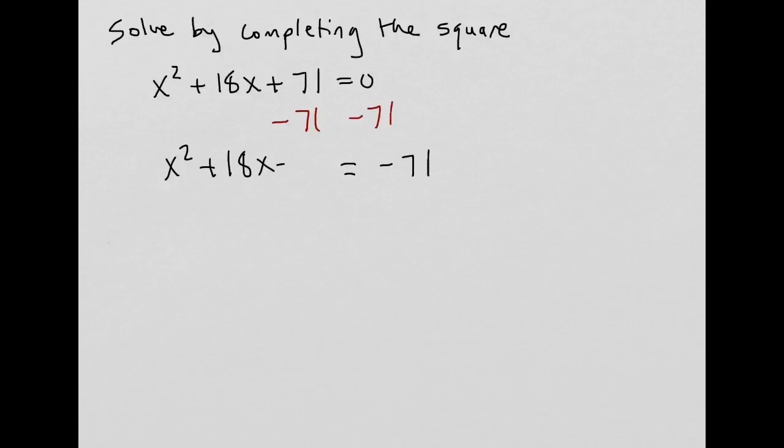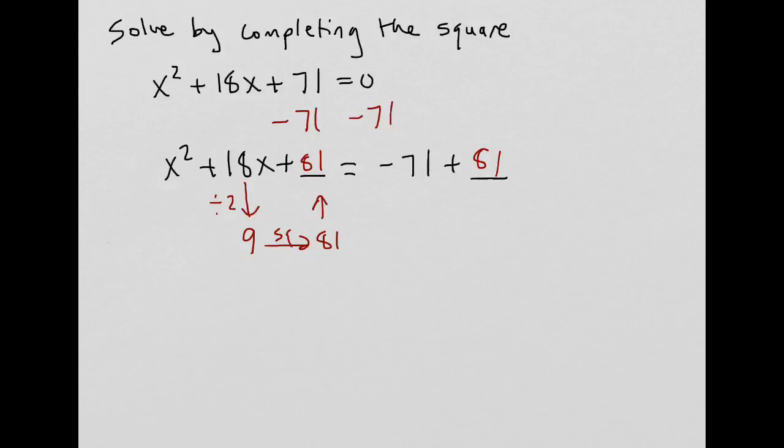Okay, then our next step is to complete the square. So if we complete the square, I start by taking my middle coefficient, dividing it by 2, or taking half of it is another way to say that, and then squaring that. So if I square that, I end up with 81. So I'm going to add 81 to both sides of my equation.